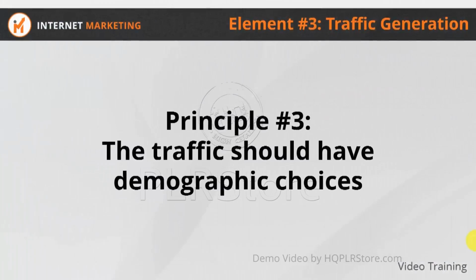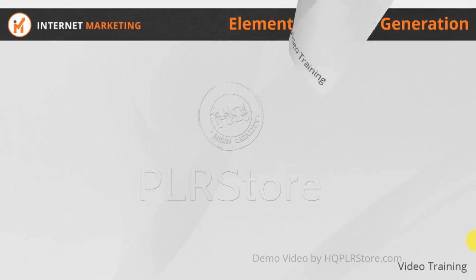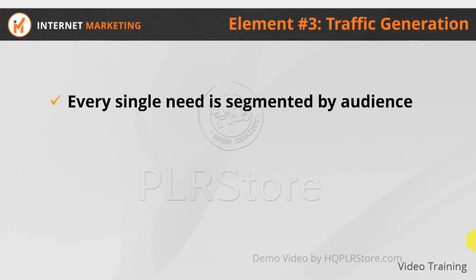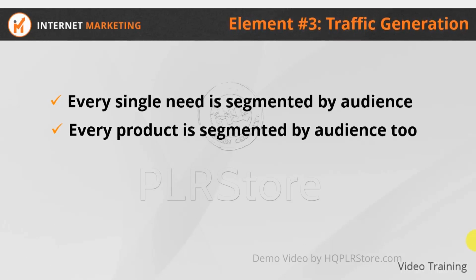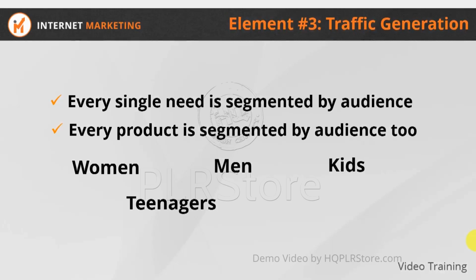Principle number 3. The traffic should have demographic choices. It is highly imperative that the traffic source has as many demographic choices as possible. Let me tell you why. Every single need among human beings is segmented by audience. Therefore, every product is segmented too. The same exact thing happens online. There are some products that are oriented to satisfy needs for women. Others are for men. Others are for kids. Others are for teenagers. And others are for adults. For that reason, traffic should also be segmented like that.